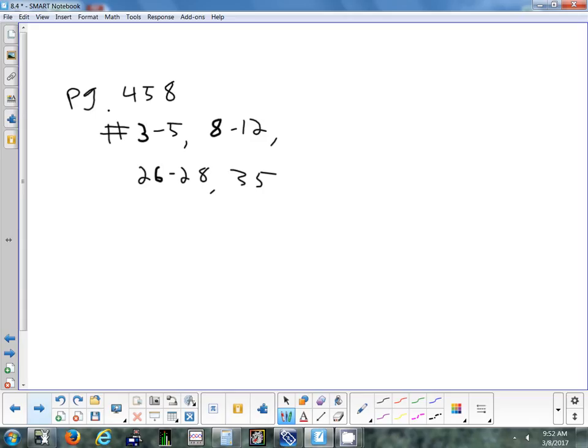Okay, so the homework is on page 458. 3 through 5, 8 through 12, 26 to 28, and 35. Okay, don't get discouraged if you have trouble with the roots. It's not an easy process to learn at first. It definitely takes a little bit of practice. If the book says do it in radians, but it's easier for you to do it in degrees, do it in degrees. Okay, that's fine.